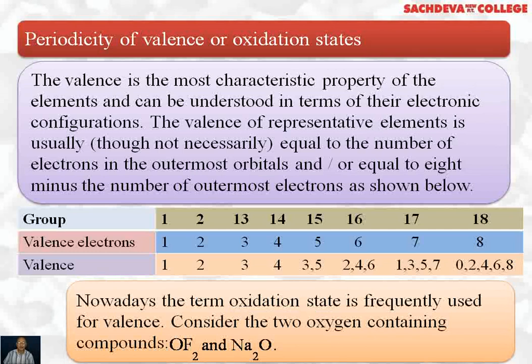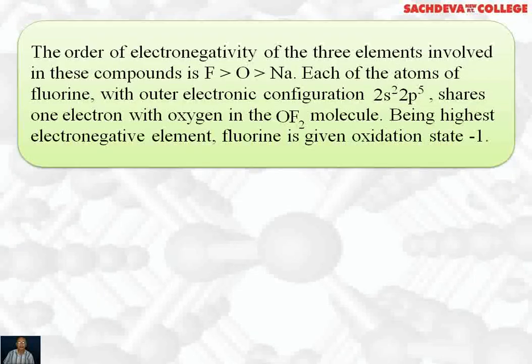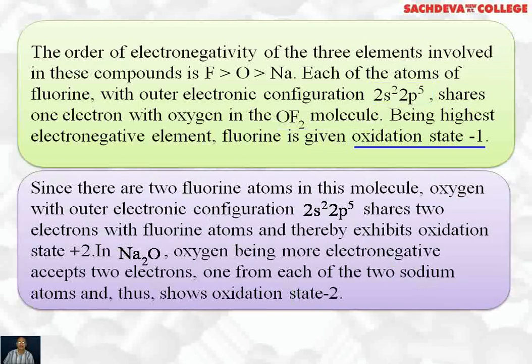Consider the two oxygen-containing compounds OF2, oxygen difluoride, and Na2O, sodium oxide. The order of electronegativity of the three elements involved in these compounds is fluorine greater than oxygen greater than sodium. Each of the atoms of fluorine with outer electronic configuration 2s2 2p5 shares one electron with oxygen in the OF2 molecule. Being the most electronegative element, fluorine is given oxidation state -1. Since there are two fluorine atoms in this molecule, oxygen with outer electronic configuration 2s2 2p4 shares 2 electrons with fluorine atoms and thereby exhibits oxidation state +2.